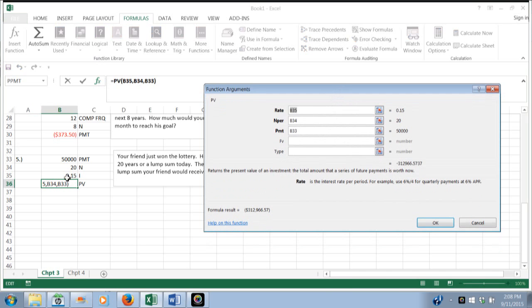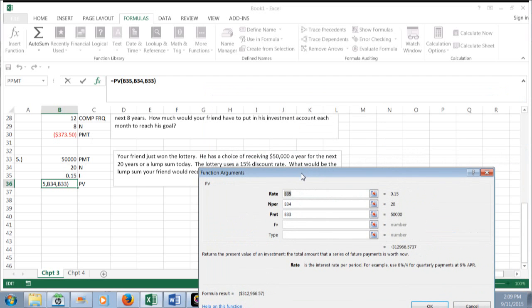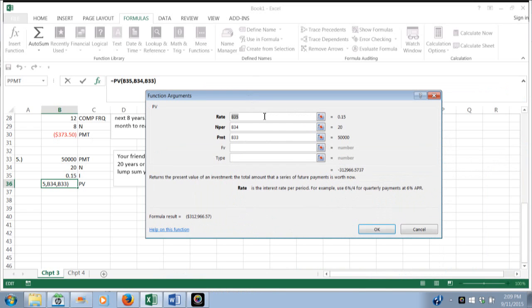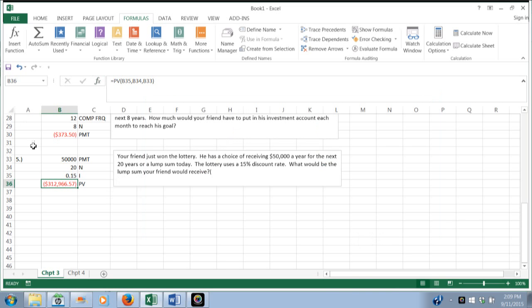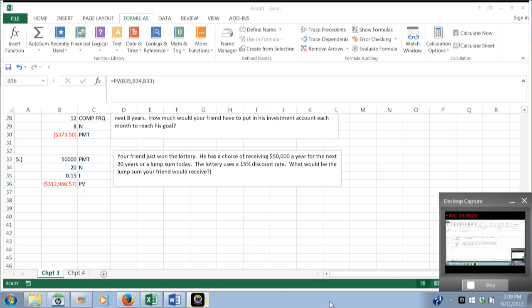Our rate is going to be 15%. Our number of periods is going to be 20. And our payment is going to be $50,000, because I believe that's what it was. Yes, $50,000 a year. So that's the payment we receive. So based on that, if we discount that by 15% to get that lump sum, then that's going to give us $312,966.57.